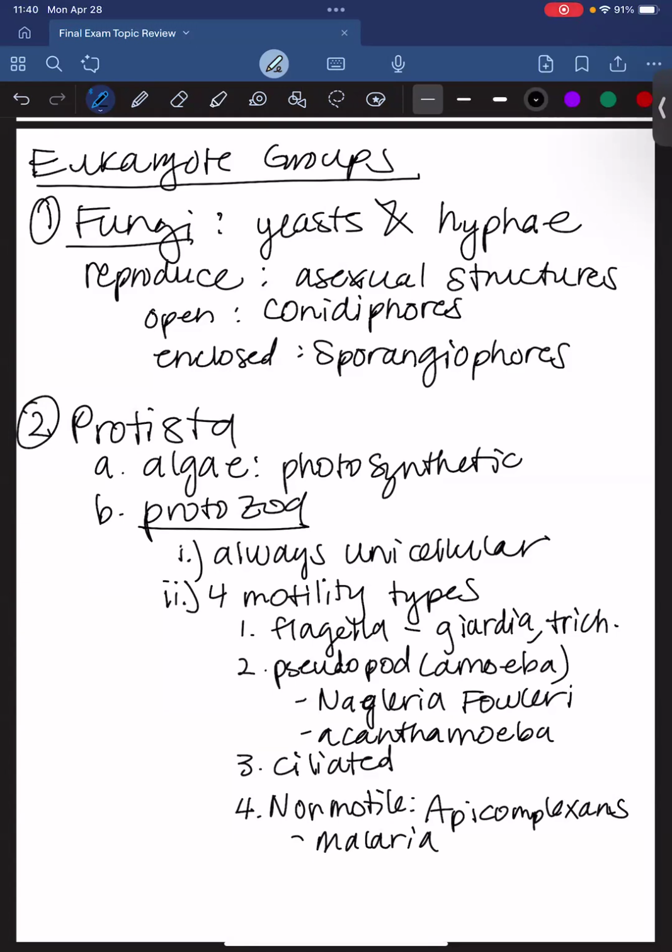And then we also had our helminths, which are animals. I'm going to put some dots here. We'll continue on our next page. The helminths. These are our parasitic worms, and they are in kingdom Animalia.